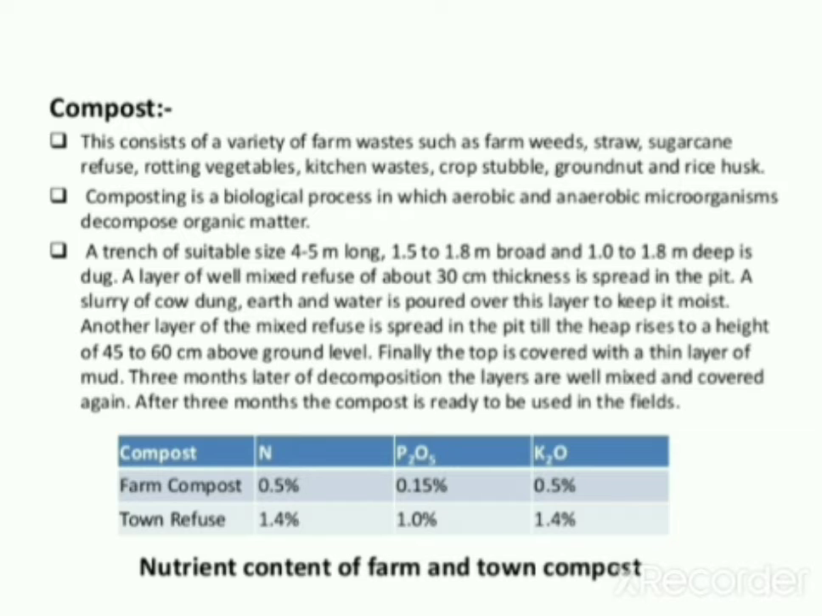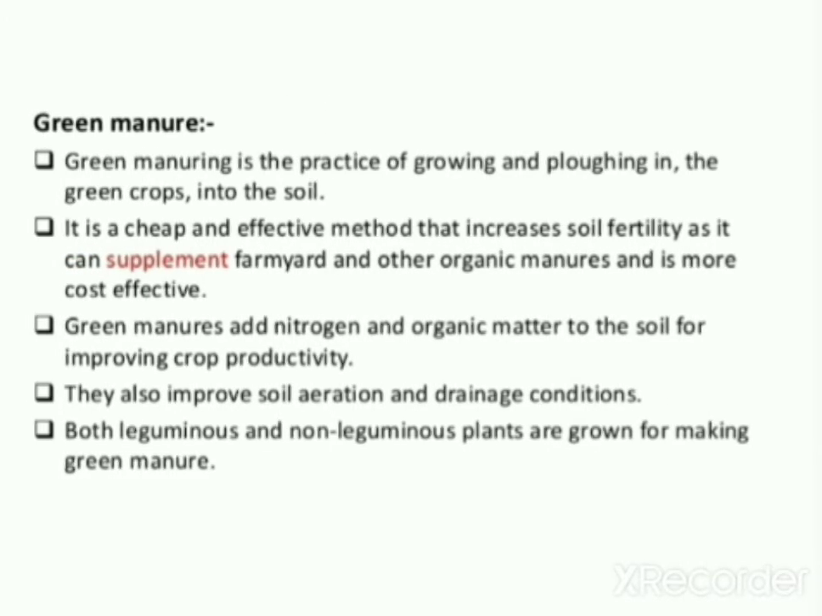Compost is of two types: farm compost and town compost. Farm compost contains 0.5% of nitrogen, 0.15% of P2O5, and 0.5% of K2O. Town compost contains 1.4% of nitrogen, 1% of P2O5, and 1.4% of K2O.